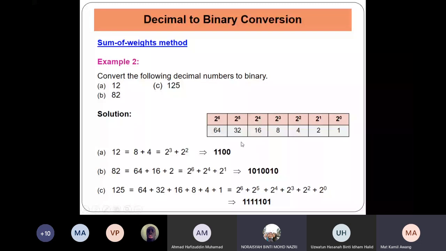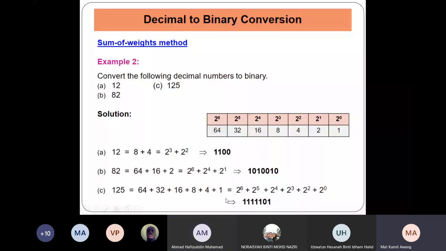For 29, the next weight is 16. So you take 16. 29 minus 16 is 13. 13 is basically you take the 8. So 13 minus 8 is 5. Then for 5, you take 4, and the remainder is 1.